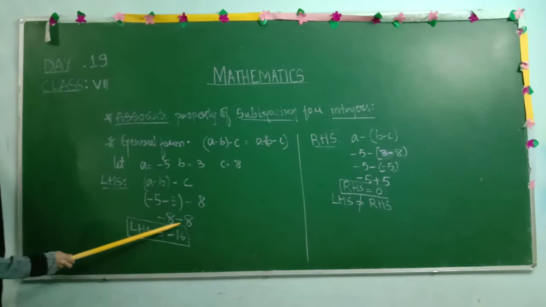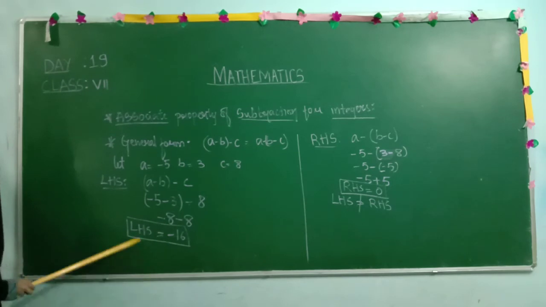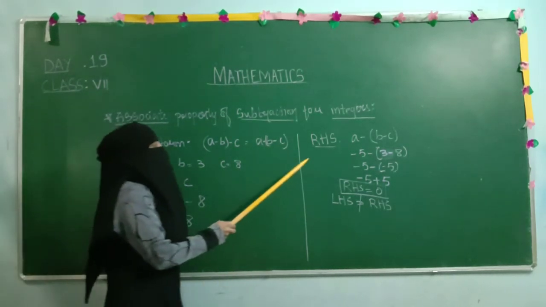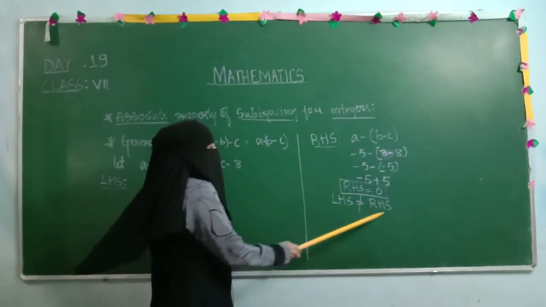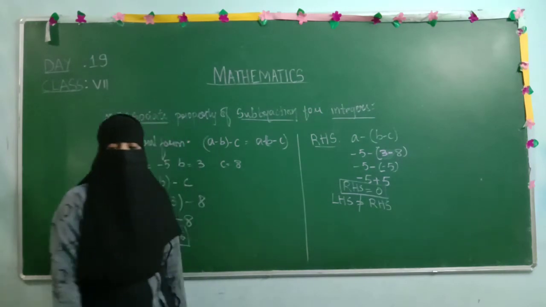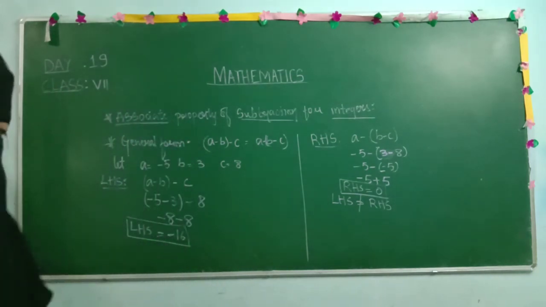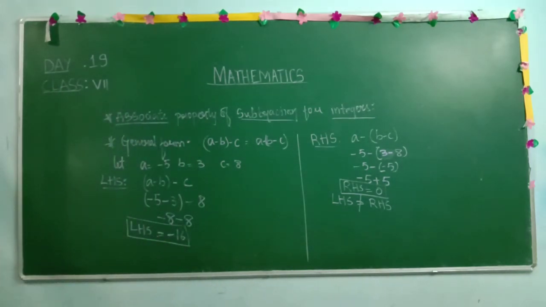When both are again minus, we need to perform addition. So 8 plus 8 is 16, but we need to write the minus sign as both numbers have a minus sign. Then the LHS we got as minus 16. We proceeded with the RHS part and we observe that the RHS value we got is 0. LHS and RHS are not equal. When they are not equal, what do we have to say? Exactly, we have to say that integers are not associative under subtraction.